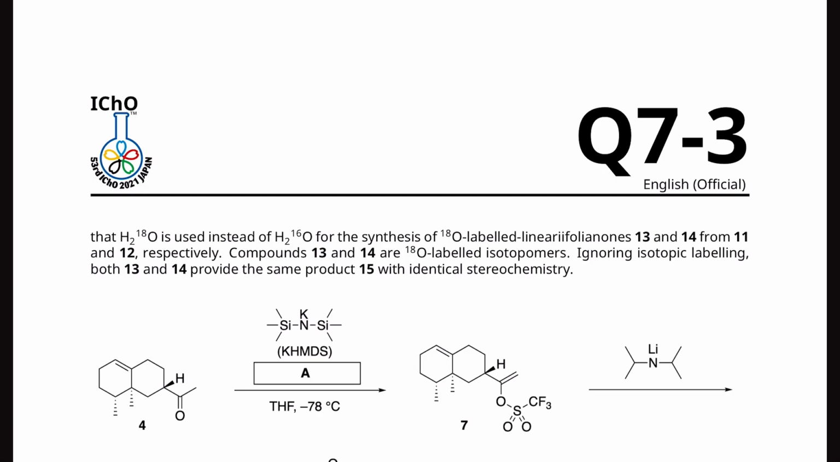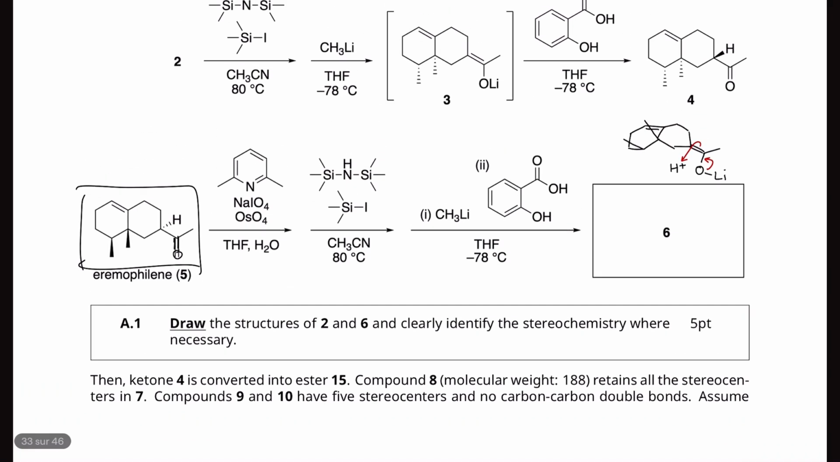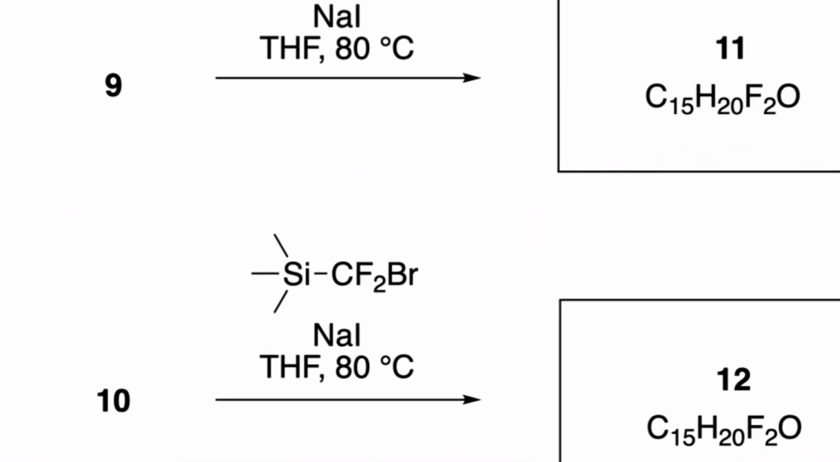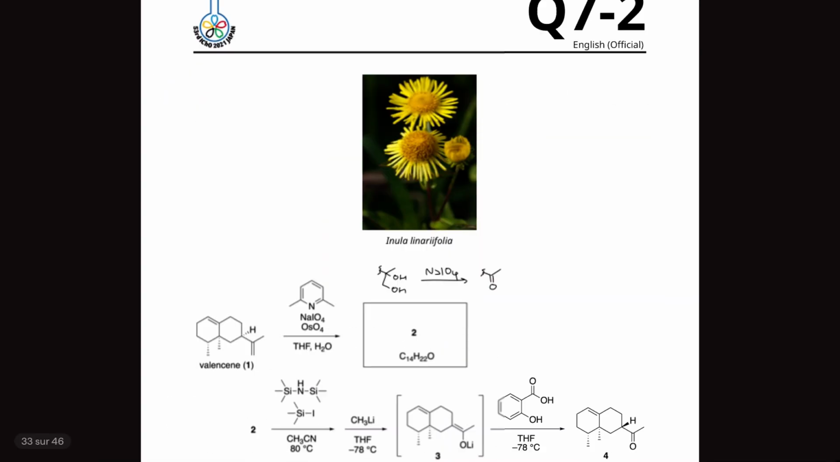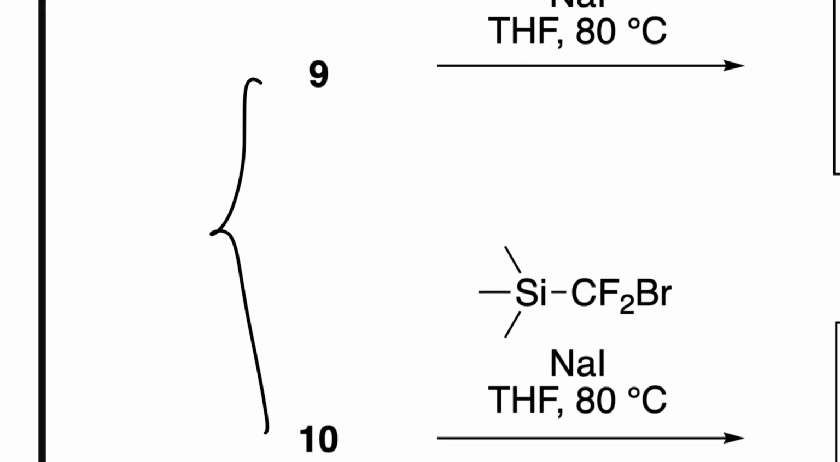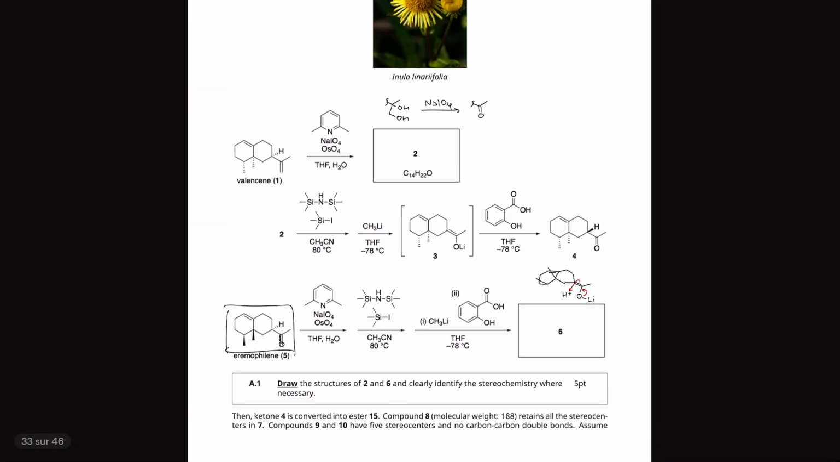Compounds, what else has been given? Compounds 9 and 10 have 5 stereocenters and no carbon-carbon double bonds. So let me write that down. Okay, they haven't given us that. There are 5 stereocenters in 10, 5 stereocenters, and no carbon-carbon double bonds. Okay, great. It's been given.